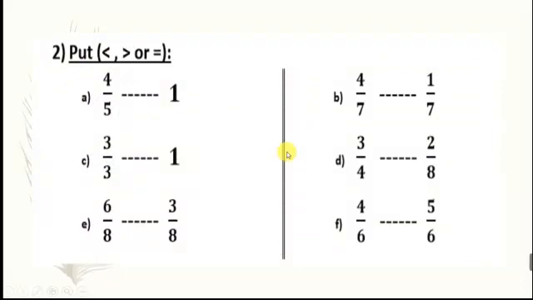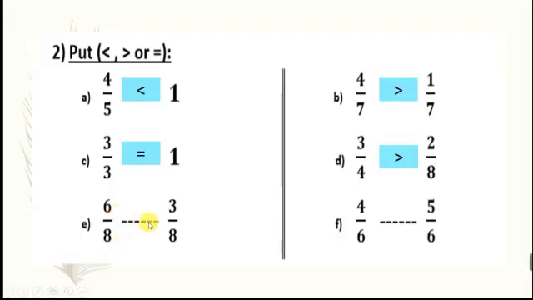Let's see another exercise. I have 4/5 and 1. We said that instead of 1 we are going to put 5 over 5 or 4 over 4, and 4 is smaller than 5. Here we have 4 over 7 and 1 over 7, the same denominator. So we are going to cancel them and compare between 4 and 1. 4 is greater than 1. Here 3 over 3, which means 1. 1 is equal to 1. Or 1 is 3 over 3, and 3 over 3 is the same as 3 over 3.